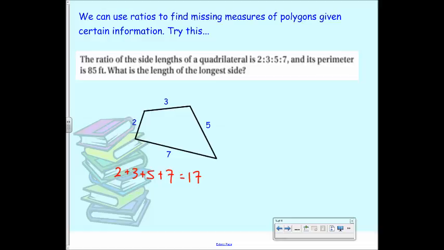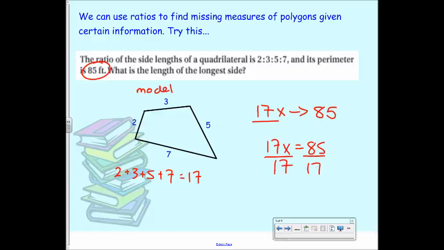So that means if the perimeter of this model shape, this is our model, all right, if the perimeter of this model shape is 17 and the perimeter of the actual shape is 85, you're asking yourself, okay, how do I get from 17 over to 85? And what do you do to get that? How would you figure that out? Times what? Times whatever. So it's like 17x is equal to 85. And then to figure that out, if you don't just know it off the top of your head, Daisy, divide. So divide by 17, and you end up with x equals 5.